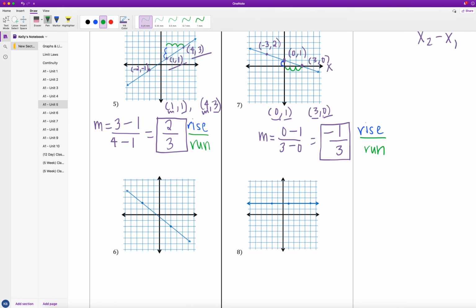Let's look at example 6. So in example 6, we have another graph here with the line that is pointing downwards. Why don't you guys pause the video and compute your slope right now? Okay, let's check example 6.